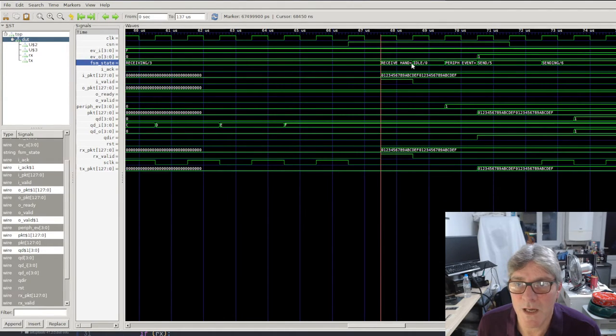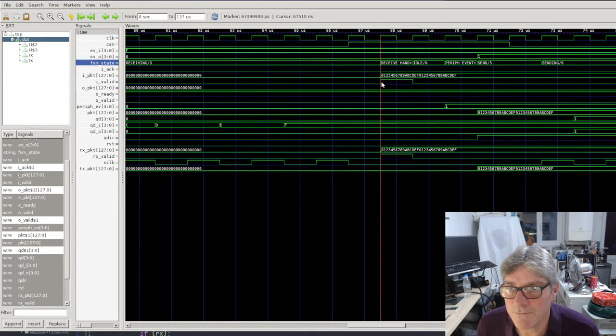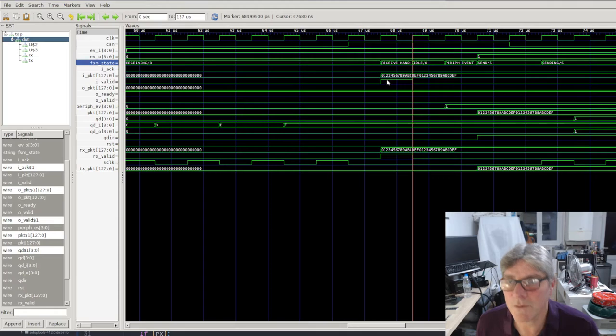To receive handshake. And here we can see the input valid signal. And then it moves, what happens? Wait a minute, is that then transferred to the input packet? Yeah, so on this clock cycle, that is also fed into the input packet, which is 127 bits wide, and we see the 0 1 2 all the way up to F, and then 0 up to F again.